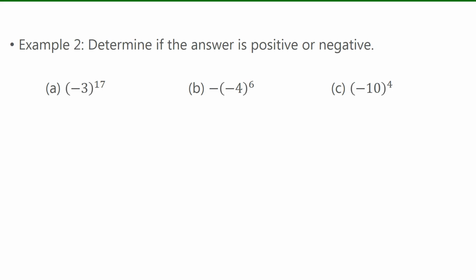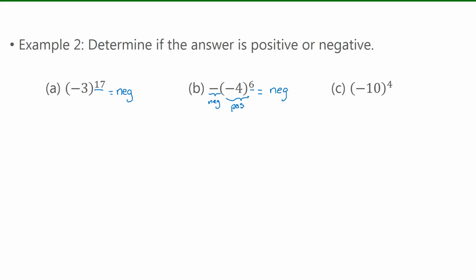Example 2, we don't need to work it out, we just need to determine if the answer is positive or negative. So I have a negative base, but I have an odd exponent. That means my answer is going to be negative. For B, I've got negative 4 to the power of 6, which is an even exponent. So this right here is going to be a positive answer. But I have a positive, which is then multiplied by this negative. So altogether, that will give me a negative answer.